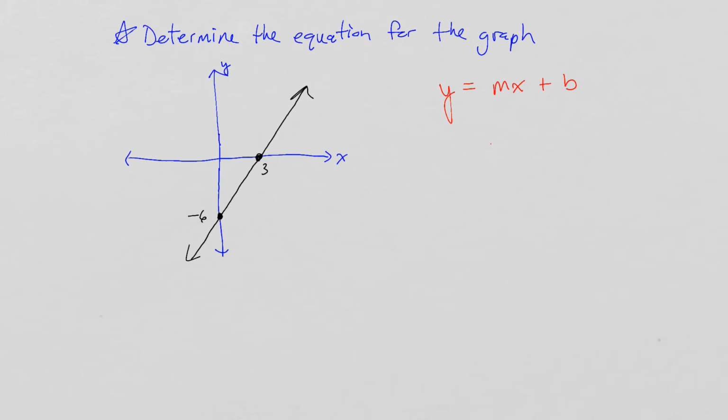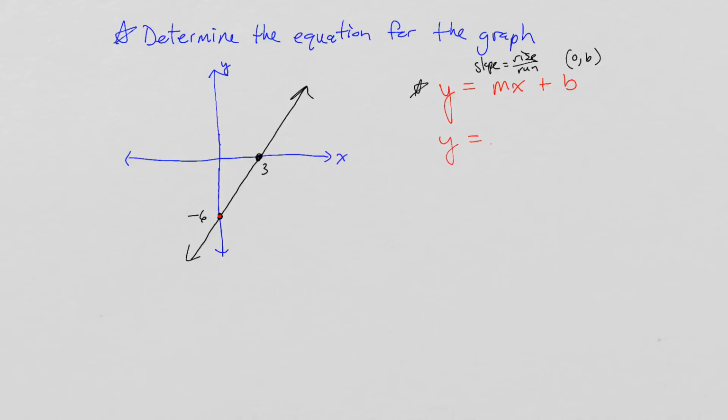Okay, next, determine the equation for the graph. And so we have a graph here, and we're going to use y equals mx plus b as our equation, because all we need to find is the y-intercept, which is the b right there, and then the m is the slope, which equals rise over run. So we're going to come to the graph and find those two pieces of information so that we can get our equation.